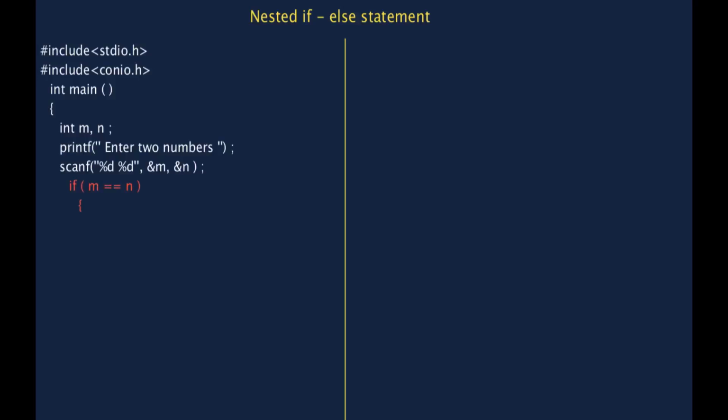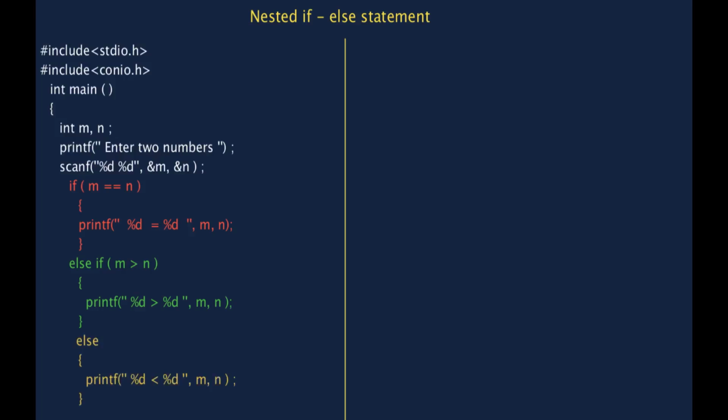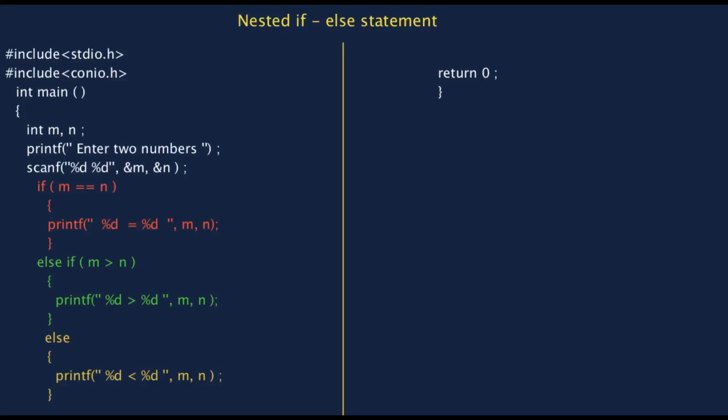Then our nested if else statement starts. If m equals n, then print m is equal to n. Else if m is greater than n, then print m greater than n. Else print m is less than n. Now our main function ends with return value 0.